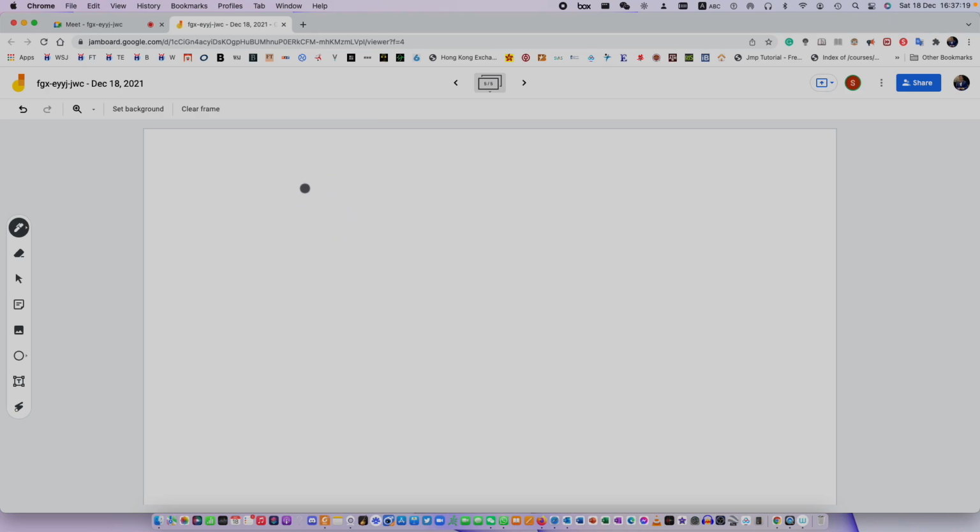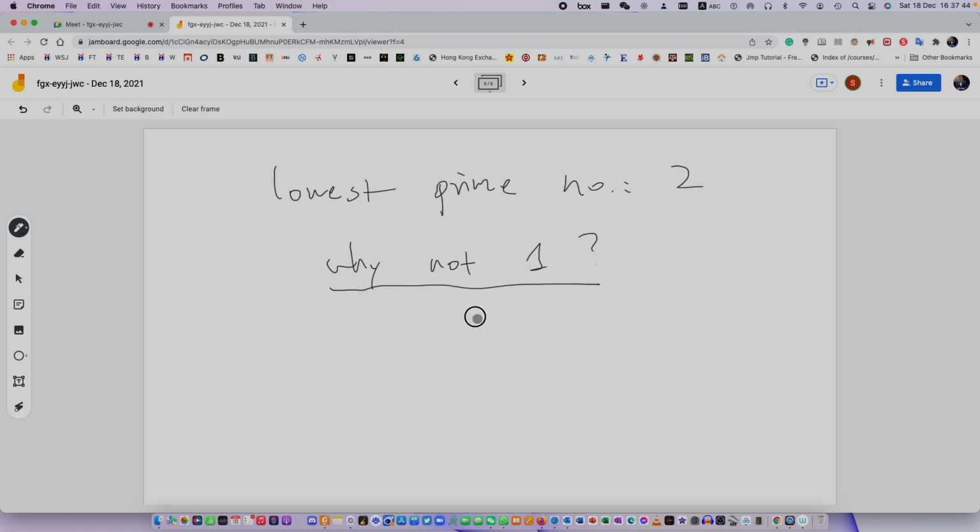So the lowest prime number is 2. Yes. Why not 1? Why not 1? 1 is equal to 1 times 1 times 1. Yeah. So why not 1? I thought 1 and itself.